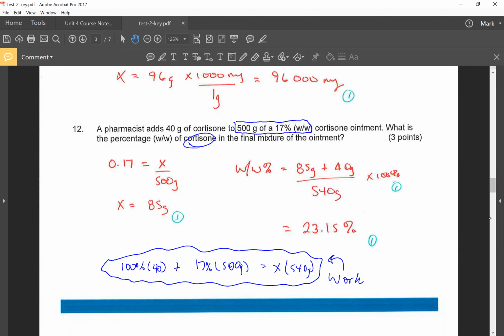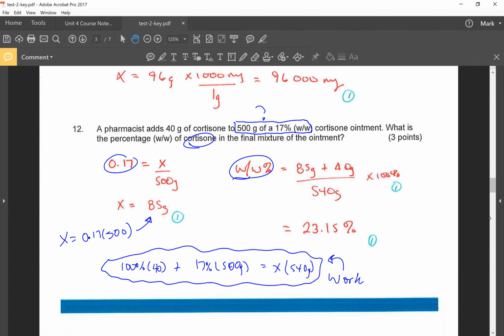So step number 1, how many grams of cortisone were in that 17% mixture? So I did my formula here. I said, okay, what is 17% of 500? And I got 85 grams. In the 17% mixture, there's 85 grams of cortisone. Okay, well, now I'm pretty much done.